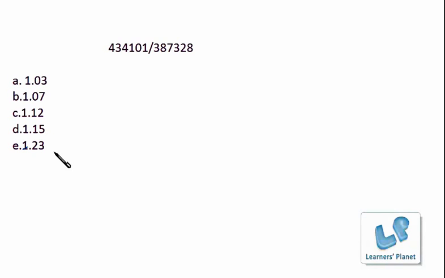approximation, right? What most students make a mistake over here is that this is 4,34,000 and this is around 3,87,000. They make it 4,50,000 and 4 lakh, right? Now what happens in this case? Here you are giving an increase of 16,000 to make it 4,50,000, and here you are giving an increase of 13,000 only to make it 4 lakh, right?